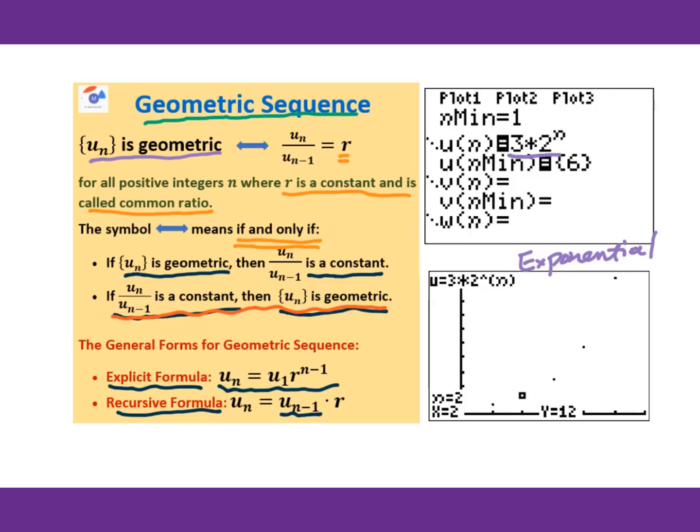For exponential function, we can write down y equals a times b to the x power. Compared to explicit formula of geometric sequence, we have U sub n equals U sub 1 times r to the n minus 1's power. We could say that b equals r. So r will be the base. Common ratio, that's the base. Variable here is n, and this will be the x.